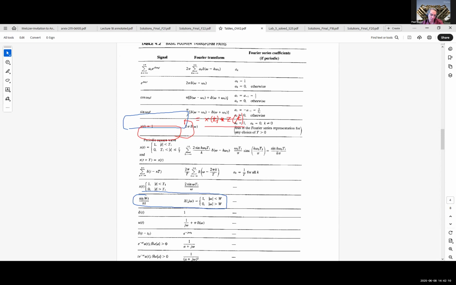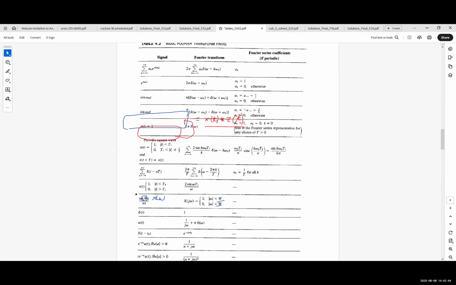If it's sine of some frequency times t, then it's going to be a brick wall transform between minus that frequency and plus that frequency. So in that particular problem, the W was 2W, and it was 1 from negative 2W to positive 2W. If it had just been W, then it would be between minus W and W.